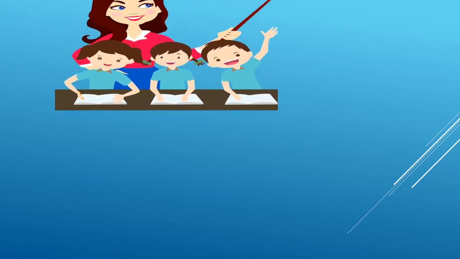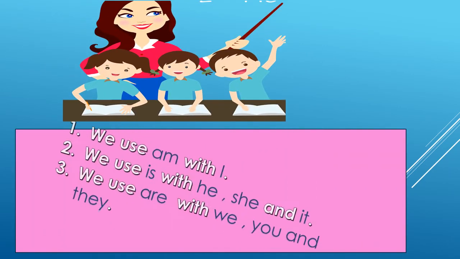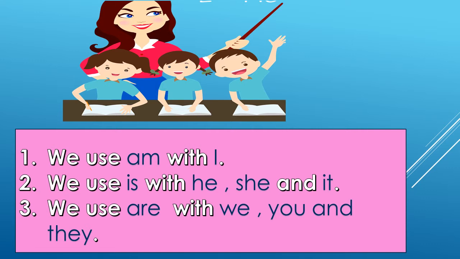Children, we use am with I. We use am with I when we are talking about ourselves. Like, I am a smart child.